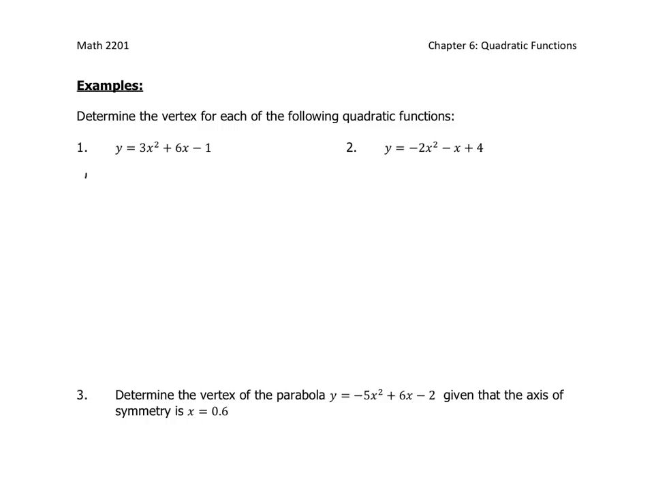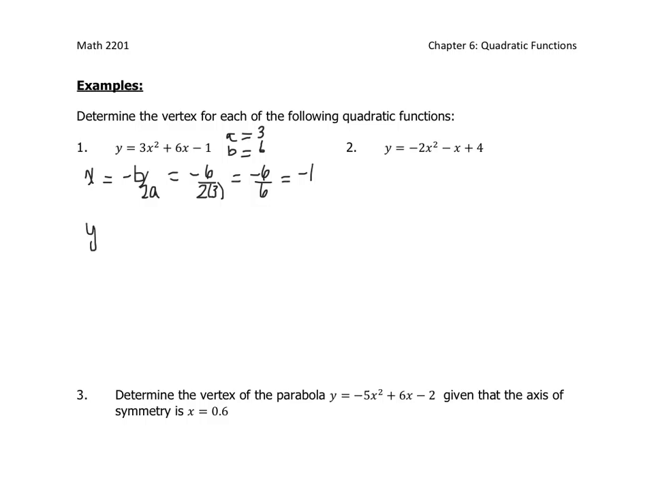So the first one, we want to find the vertex. So we're going to use x equals negative b over 2a. In this case, our a is 3, what's in front of x squared, and b is what's in front of x, which is 6. So we've got negative 6 over 2 times 3, which is negative 6 over 6, which is negative 1.